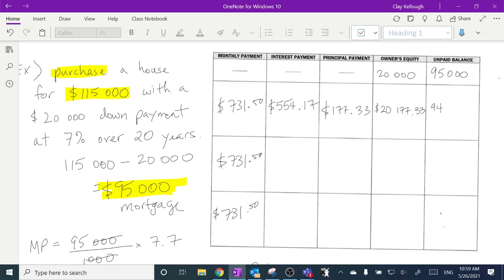94,000 and, I can't read my own writing. 622, is that right? 622.67. Is that your number? Or am I misreading that number? Is this 622? Let me just run it through the gut. 95, 90, hang on, so subtract 177.33. Oh yeah, I'm misreading that number. Okay, hang on.